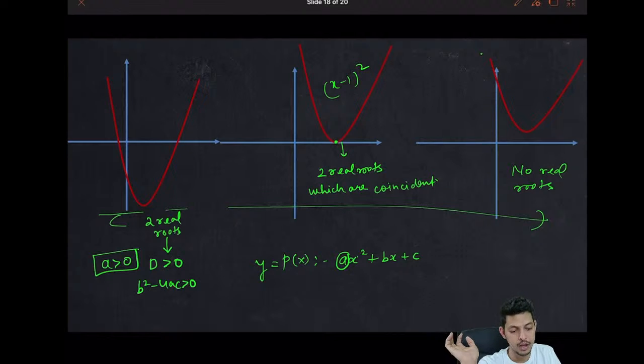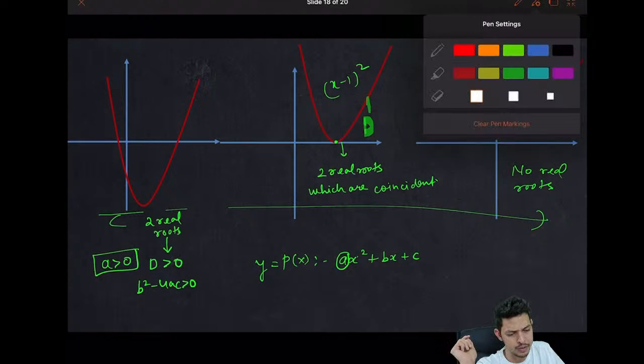Next is over here, because there is only a single root, or we will say coincident roots. The roots are repeated. We know when that happens. Wait 1 minute, people.